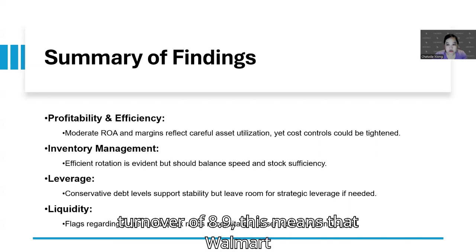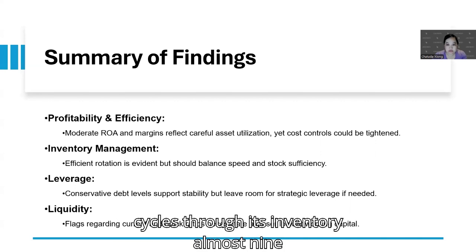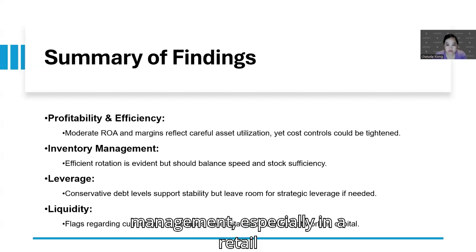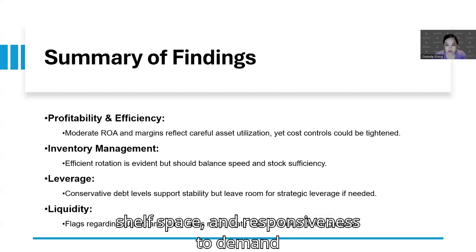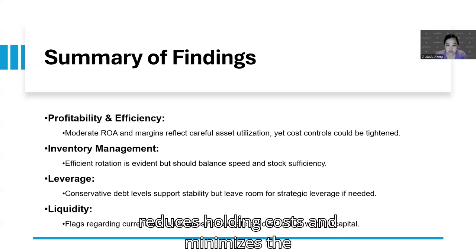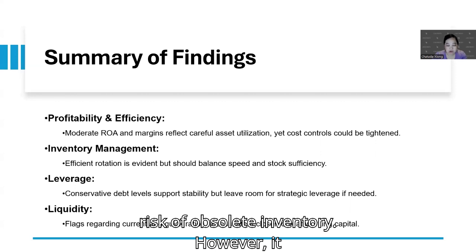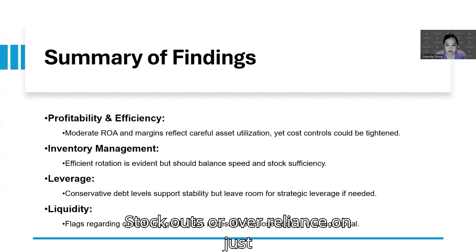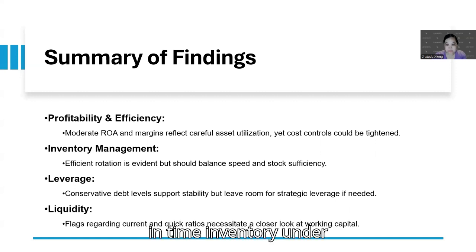With an inventory turnover of 8.9, Walmart cycles through its inventory almost 9 times per year. This is a strong indicator of efficient inventory management, especially in a retail environment where product freshness, shelf space, and responsiveness to demand are critical. High turnover reduces holding costs and minimizes the risk of obsolete inventory. However, it also requires precise demand forecasting and supply chain coordination to avoid stockouts or over-reliance on just-in-time inventory.